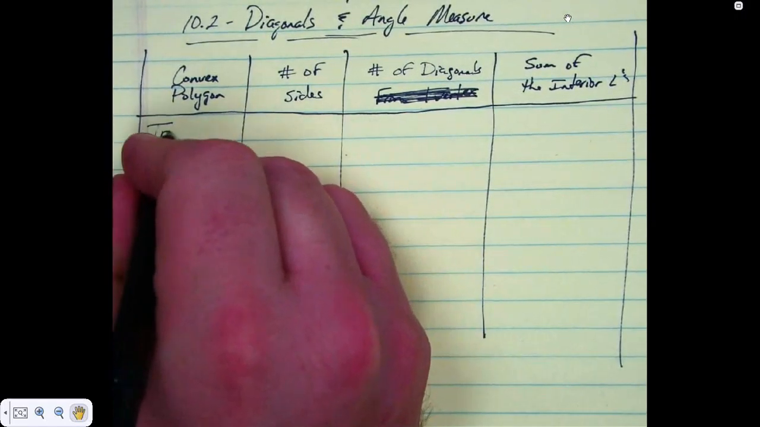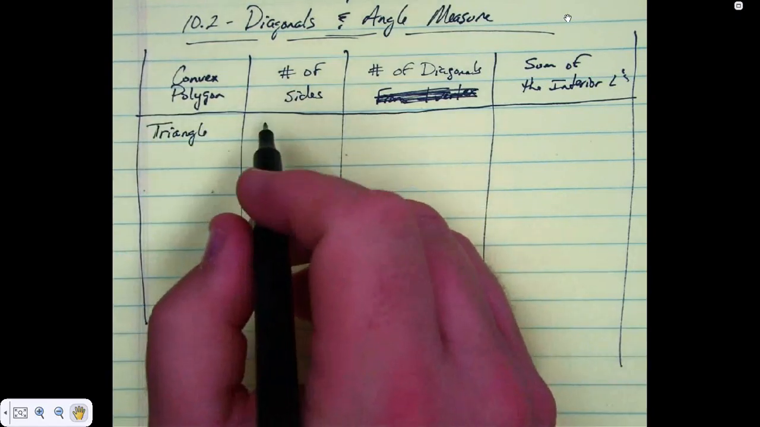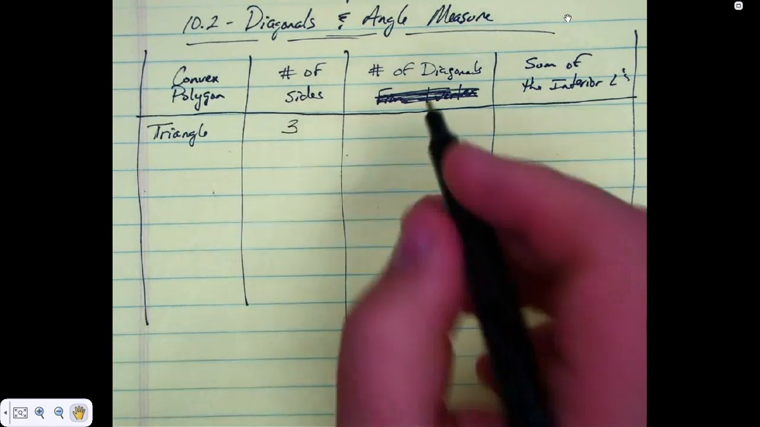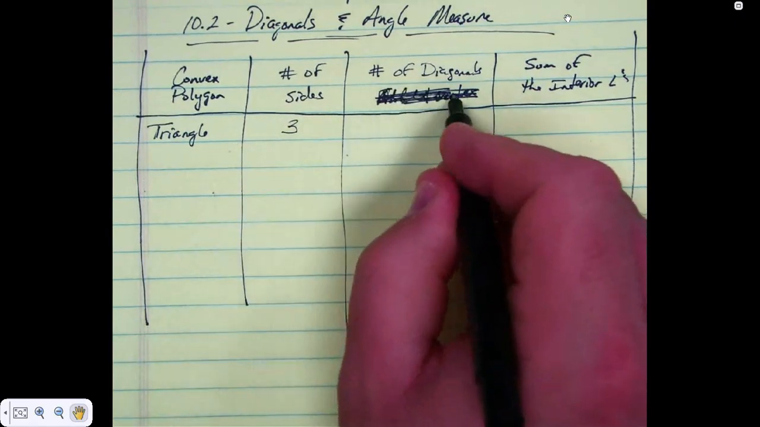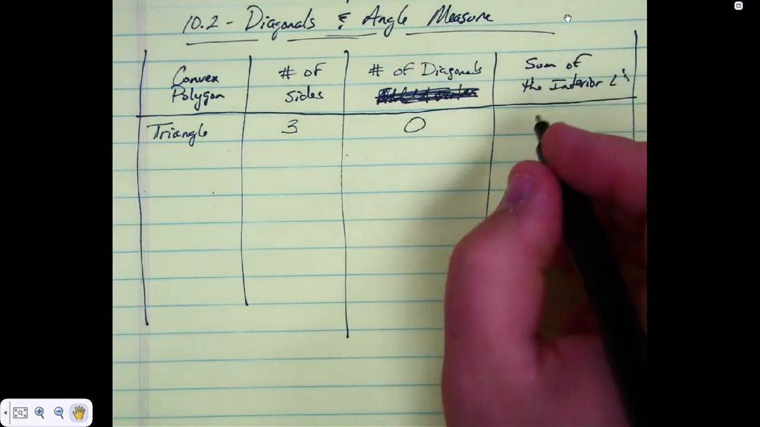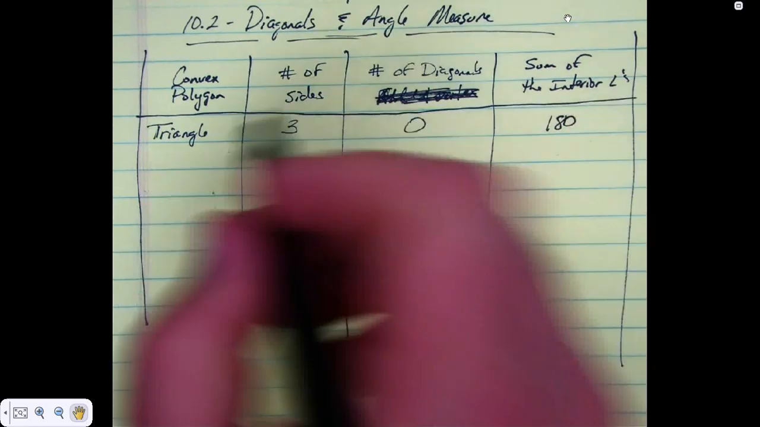Let's talk about a triangle. The number of sides. Well, how many sides does a triangle have? How many diagonals can you draw from a triangle? Do you know what a diagonal is? A diagonal is basically a segment that connects two non-consecutive vertices. So 0. The sum of the interior angles of a triangle is what? 180. That we should know.